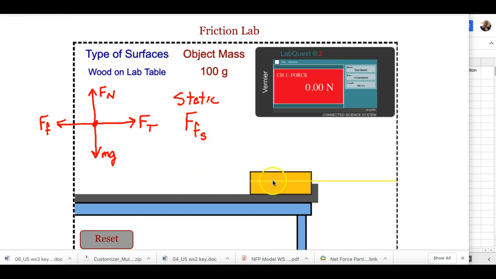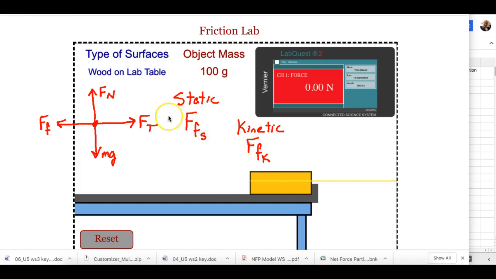Then when that block is moving, there's also friction, but that friction is what we call kinetic friction. So kinetic, like the word movement, and the abbreviation for kinetic friction is f_k. And so these are the two different types of friction.